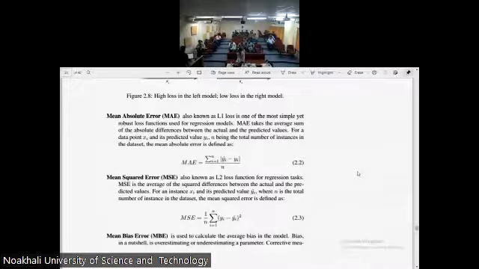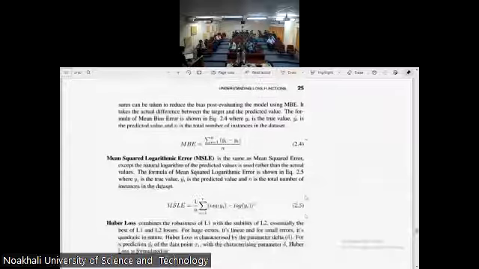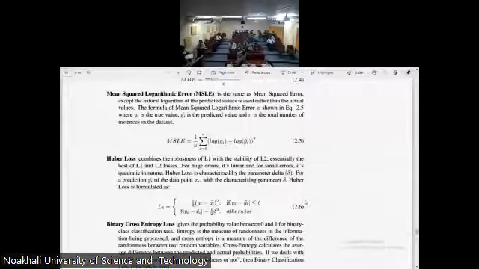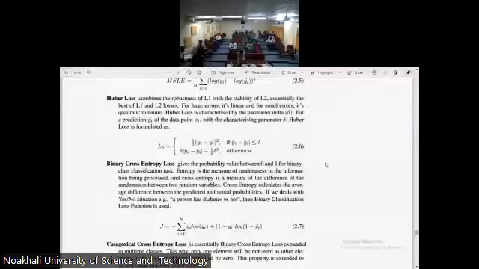Then mean bias error, and mean squared logarithmic error, where we just use the logarithm. We'll see log loss in binary classification or multi-class classification problems, but here mean squared logarithmic error is used for regression problems. We also have Huber loss. So I think we can stop here now.